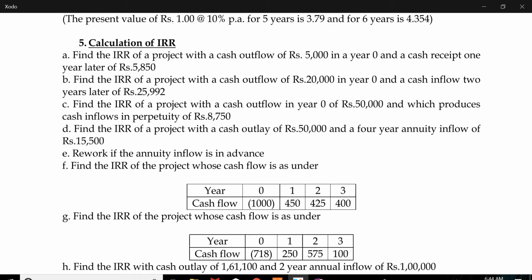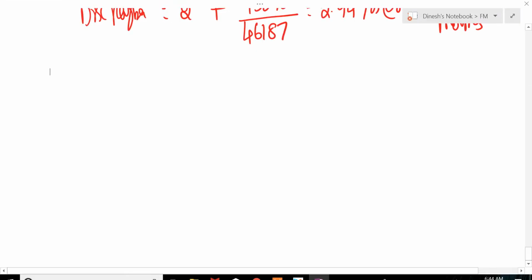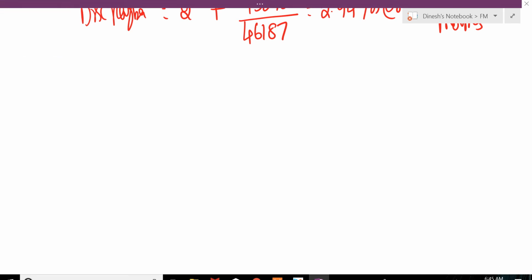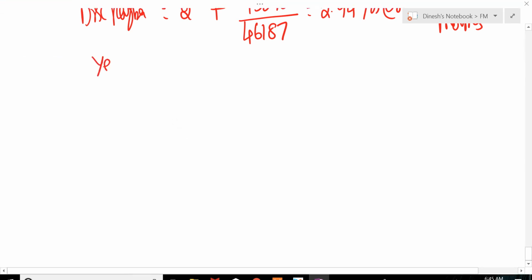Okay, in this question, how many inflows, how many outflows? How many times is inflow happening, how many times is outflow happening? One time outflow of 5000, one time inflow of 5850. Now let's first write the year and cash flow structure. So write two columns, year and cash flow.